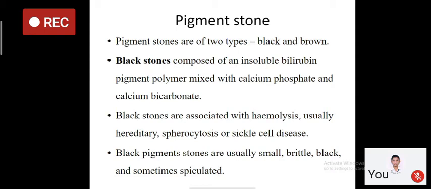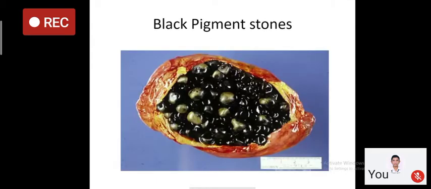Black pigment stones are usually small, brittle, black, and sometimes speculated. So this is a picture showing black pigment stones. You can see these stones are multiple, speculated, and black in color.